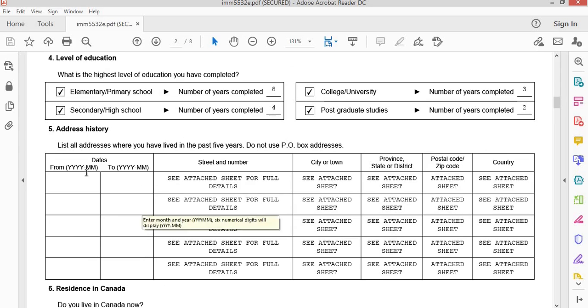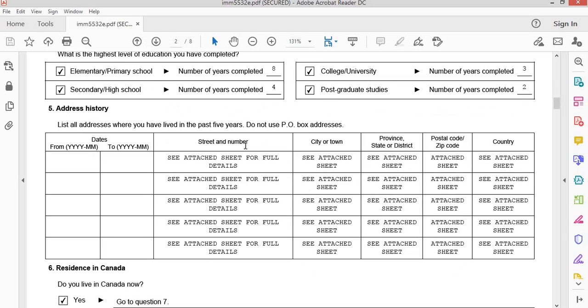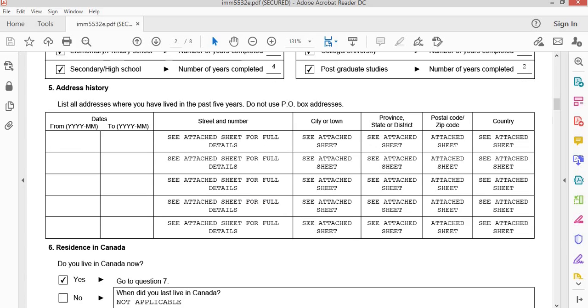Next comes the address history. So list all the addresses where you have lived in the past 5 years. Please make sure you do not miss out any information in this case, because it is an important section. And if the list of the addresses that you have is very long, you can always attach an additional sheet. In fact, you can fill in all the information in that sheet itself, or you can even start filling out the information over here and you can attach an additional sheet.